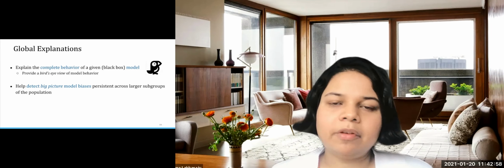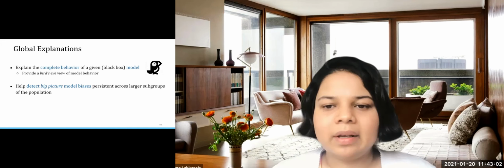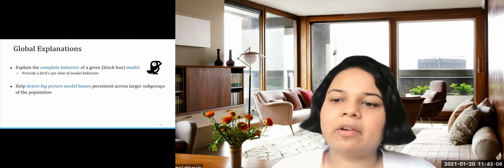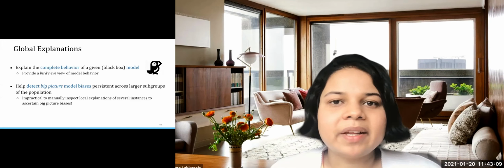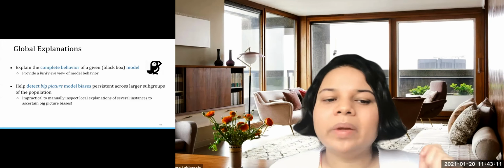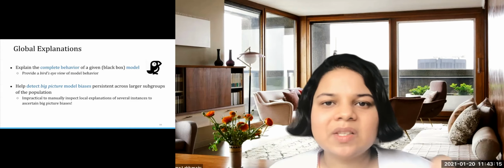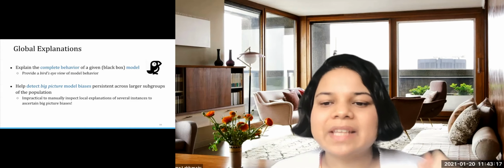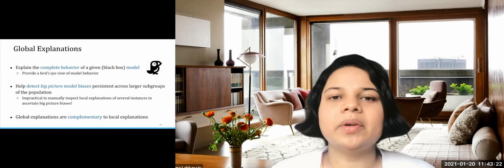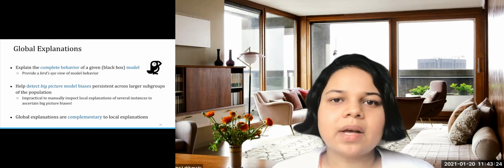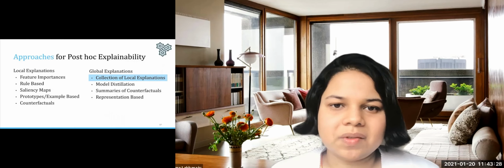And why is that helpful? This can be extremely helpful in detecting big picture model biases which are persistent across larger subgroups of the population. And this is typically incredibly hard to do with local explanations because that would involve manually inspecting local explanations of several instances, which is pretty impractical. So, in that sense, global explanations are often considered to be complementary to local explanations.